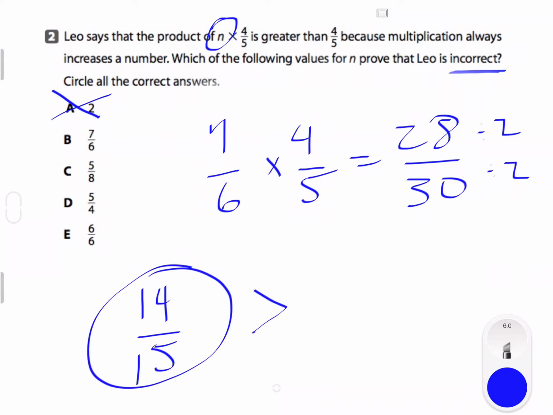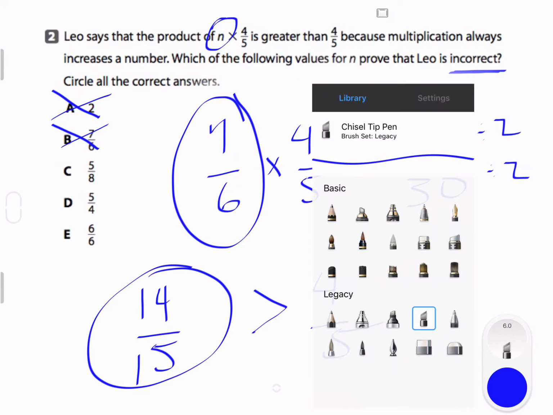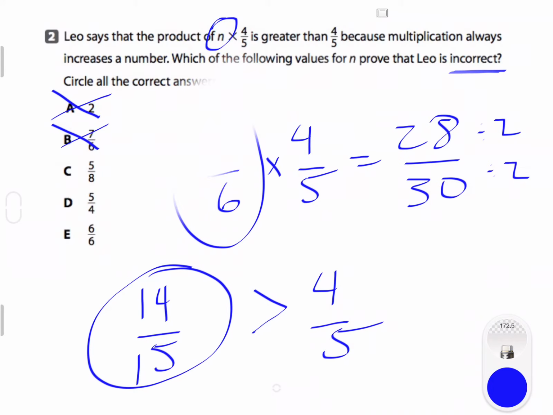14/15 is greater than 4/5. So that is an incorrect answer. It's not one that we want to circle. It did not make the value that we plug in, this variable, less than 4/5. So we've just got to go through and do all of these. There's no other way.